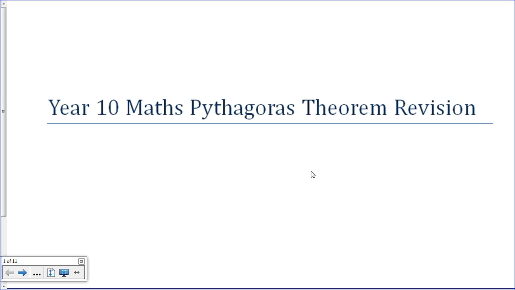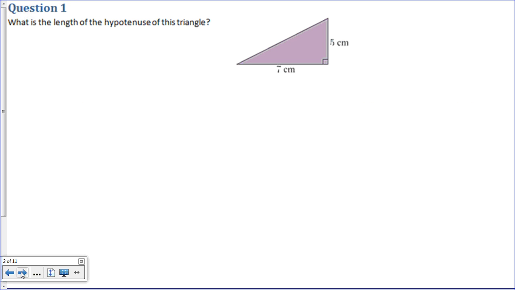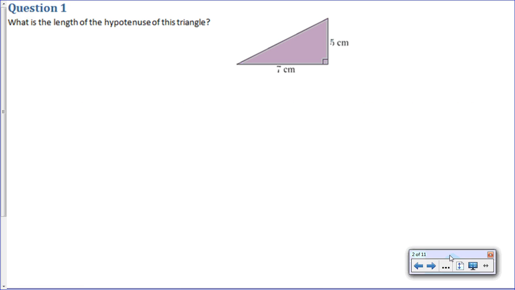Hello and welcome to the solutions to the Year 10 Maths Pythagoras Theorem revision sheet. In this, I plan to go through each of the questions and show you how I would be working out each of the solutions. So question 1.